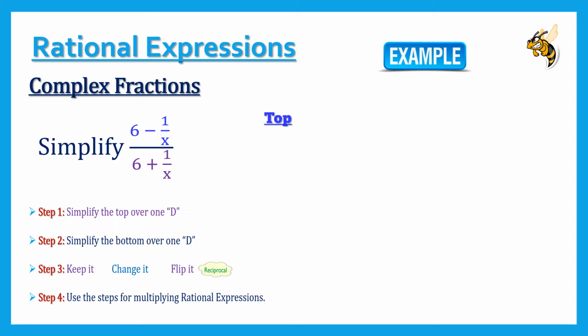Let's concentrate on the top. If you notice it has started with a 6, we need that to be written as a fraction. Any integer or variable written as a fraction is always over 1. So therefore, we're going to have 6 over 1 minus 1 over x. Because both of them are prime in the bottom, the denominators, the LCD will always be the d times the d. 1 times x will be x.